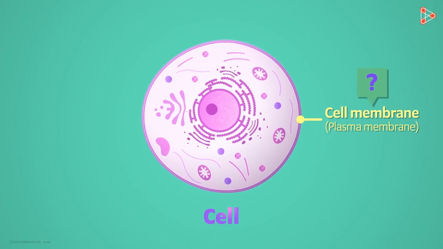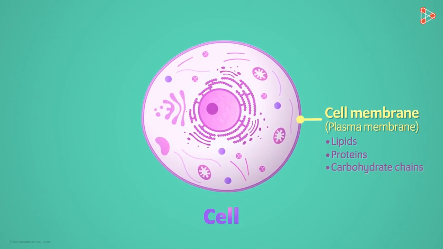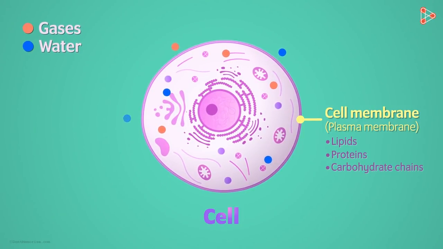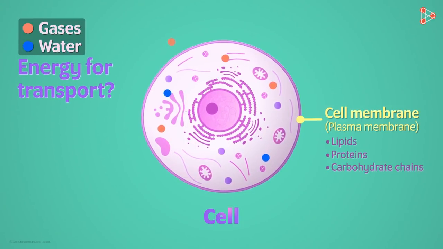Any guesses what the plasma membrane is made up of? The plasma membrane is made up of lipids and proteins and also has some carbohydrate chains. There are two things that freely move in and out of the cell. Those include gases and water. Do you think these molecules need energy for traveling across the membrane?